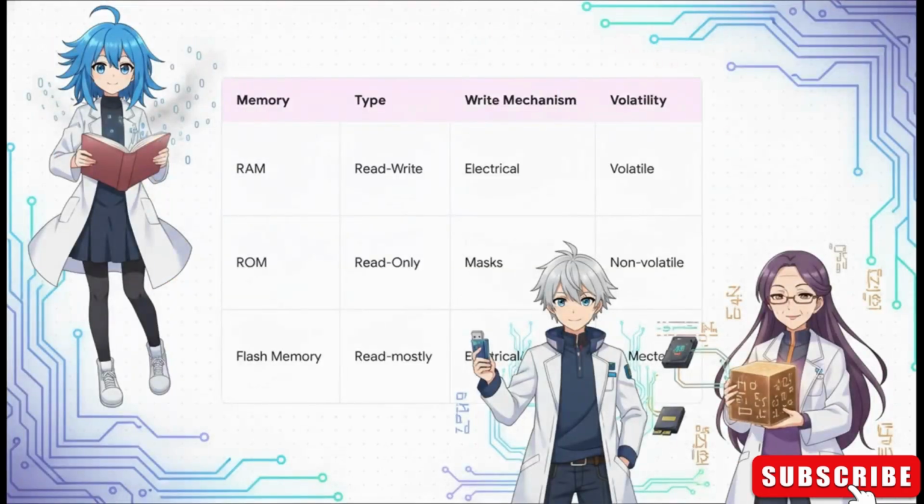This chart really lays it all out, doesn't it? You can see RAM is volatile. That's just a fancy word for it forgets when the power goes out. ROM is non-volatile, meaning it remembers. And then you have flash memory, which is probably what's in your phone or that USB stick. It's kind of the best of both worlds. It's non-volatile, so it remembers everything, but you can still write new stuff to it.